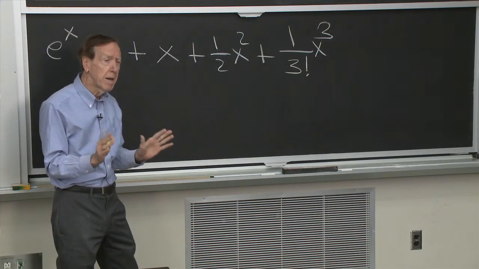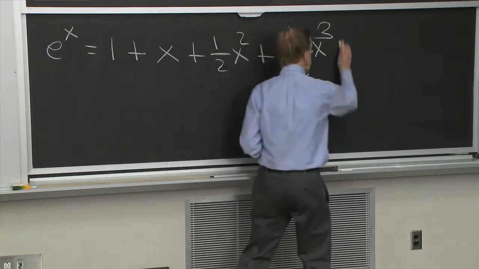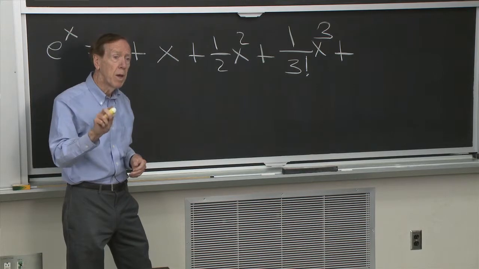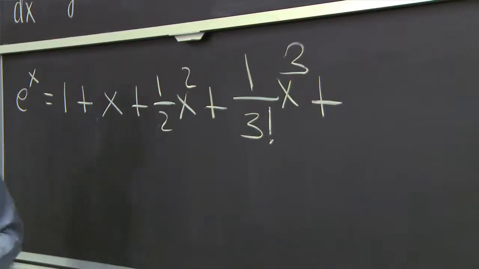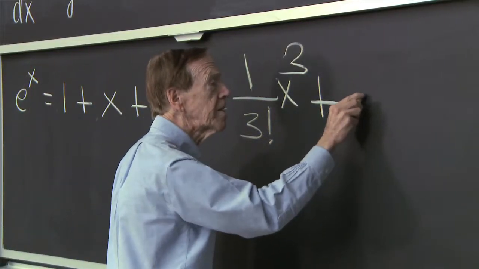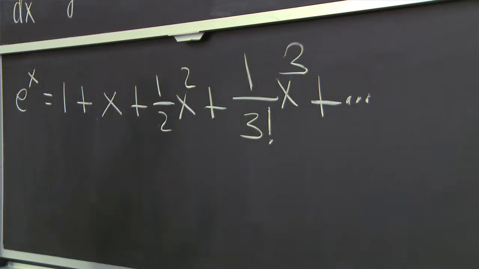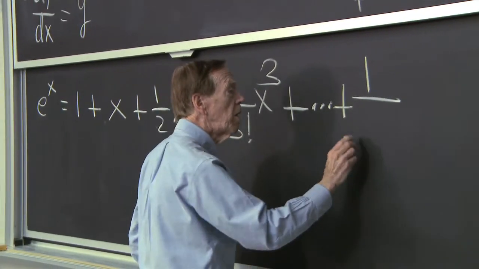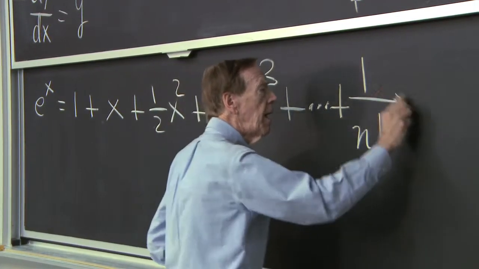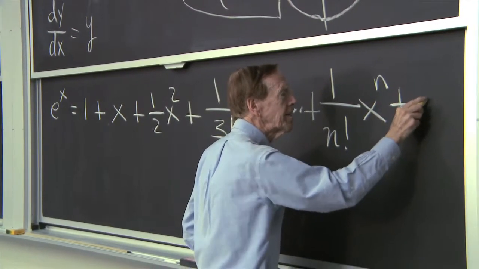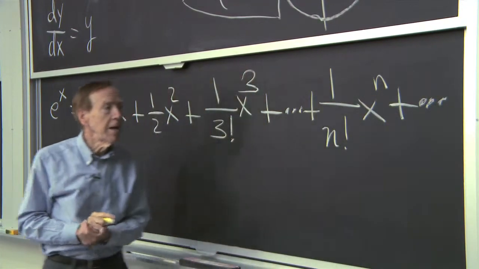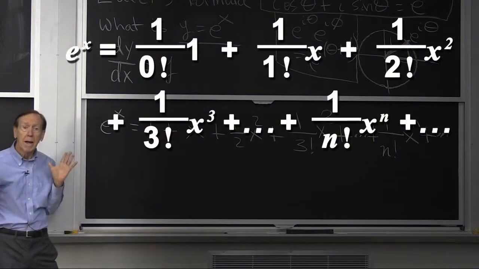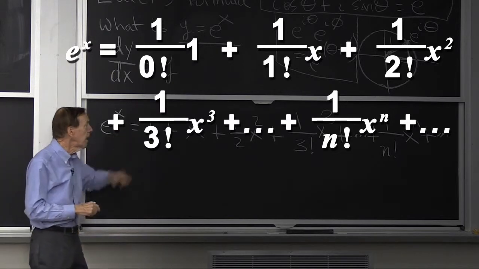That's why algebra is not enough. I cannot stop. So the next term would be 1 over 4 factorial, 1/24th of x to the 4th, and onwards. So can I use the three dots that mathematicians love to say, keep going? And then the typical term is 1 over some n factorial x to the nth, and keep going. Those three dots are the key to everything. So that is my construction of e to the x.